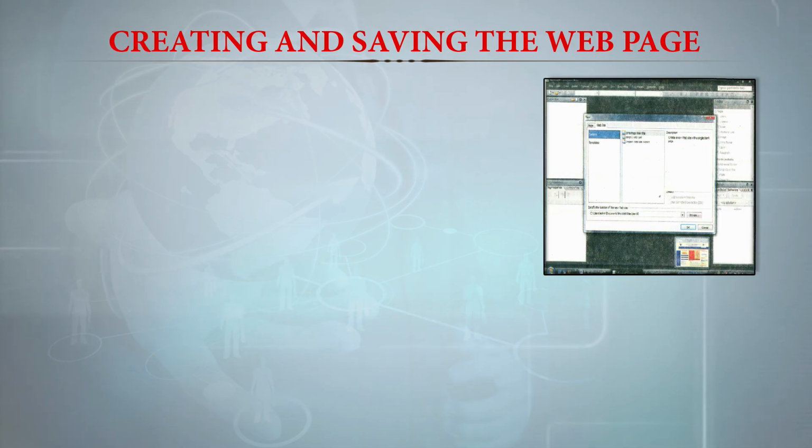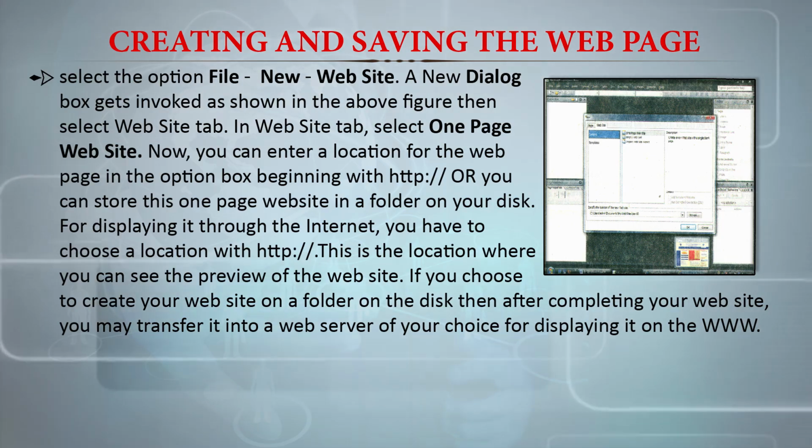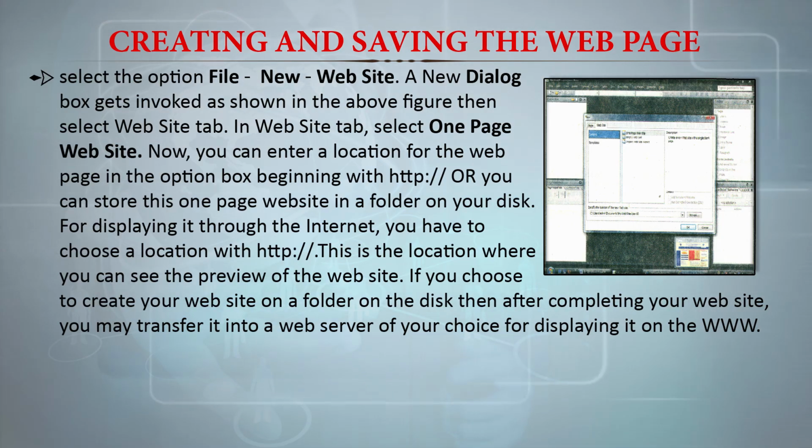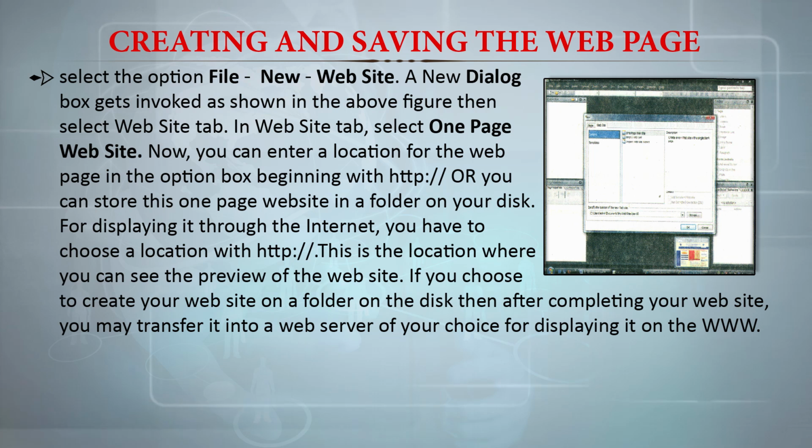Now if you just have a look at the figure, you select the File option, then you select the New option, and then you select the Website option. A new dialog box gets invoked as shown in the figure, and then you select the Website tab. In the Website tab, select One Page Website.